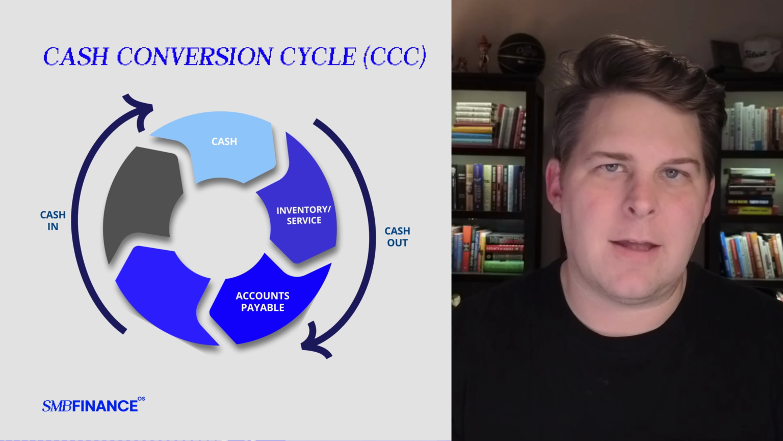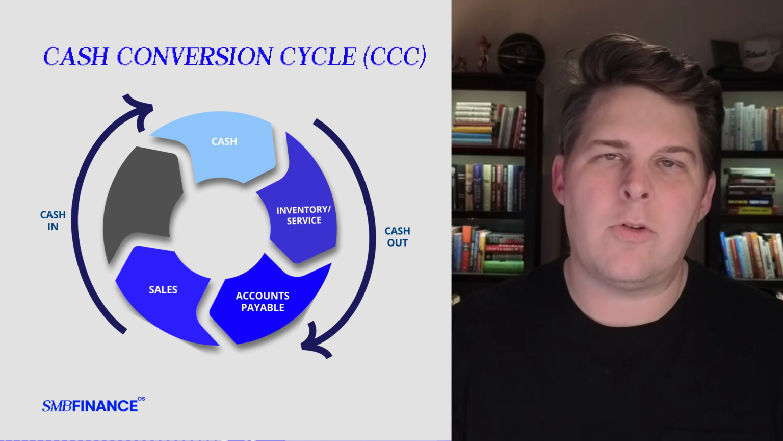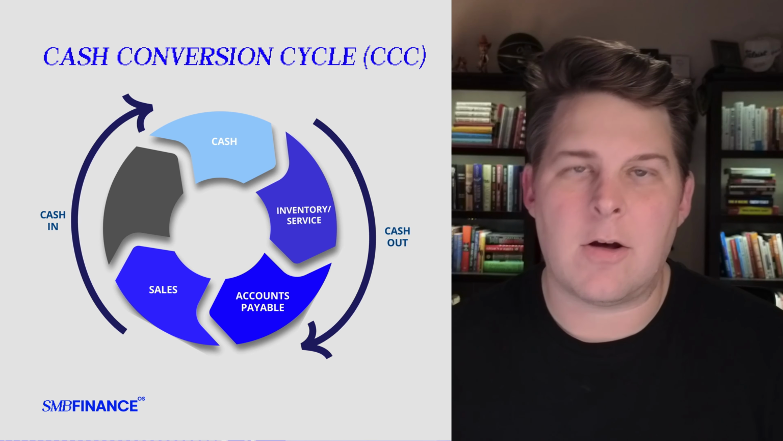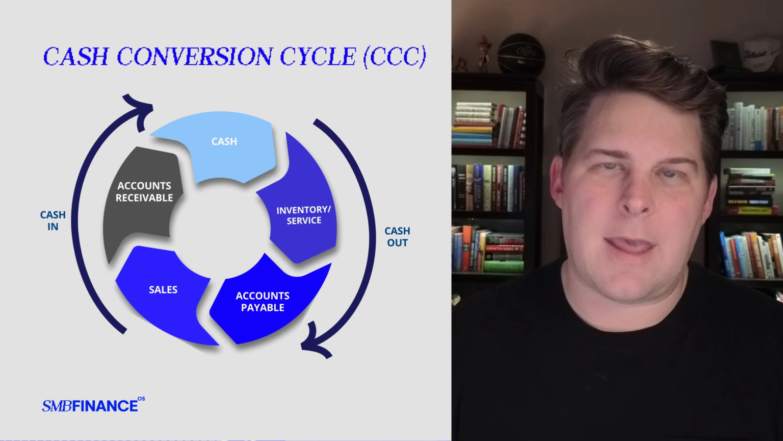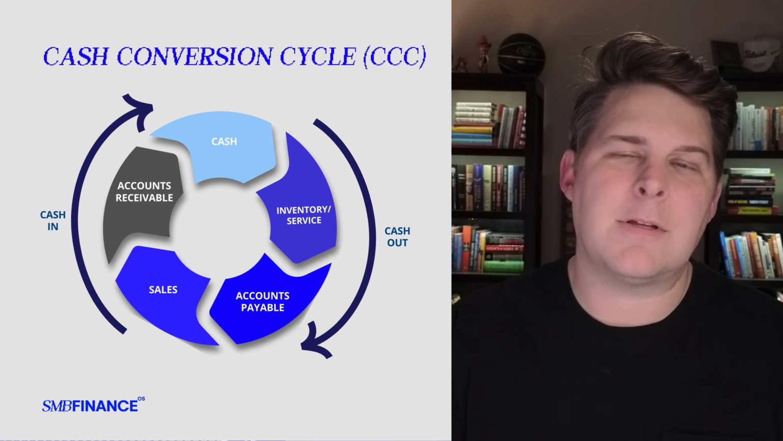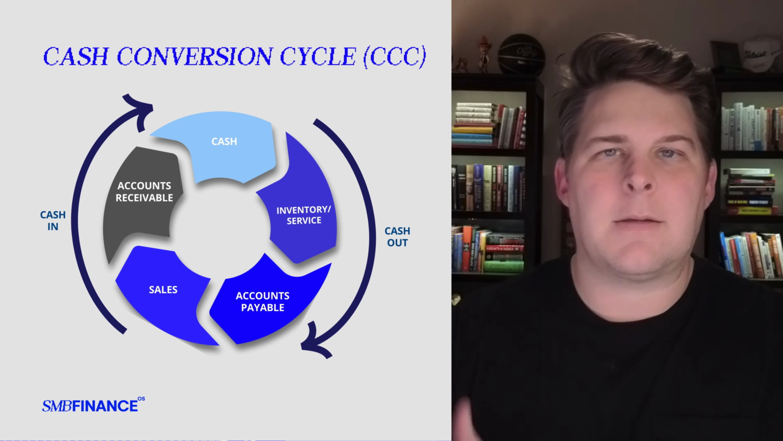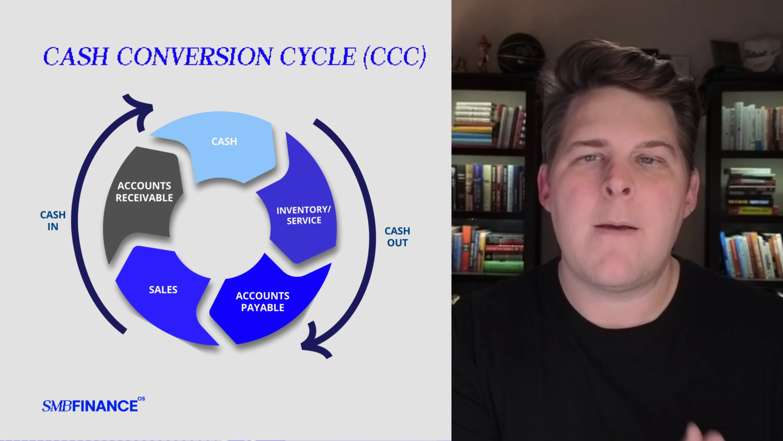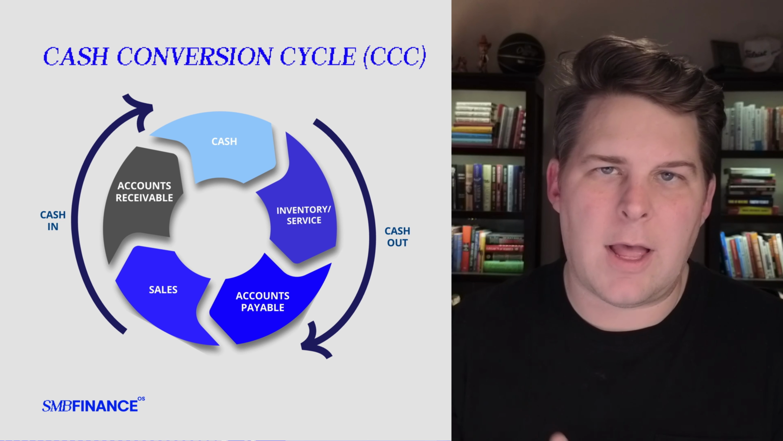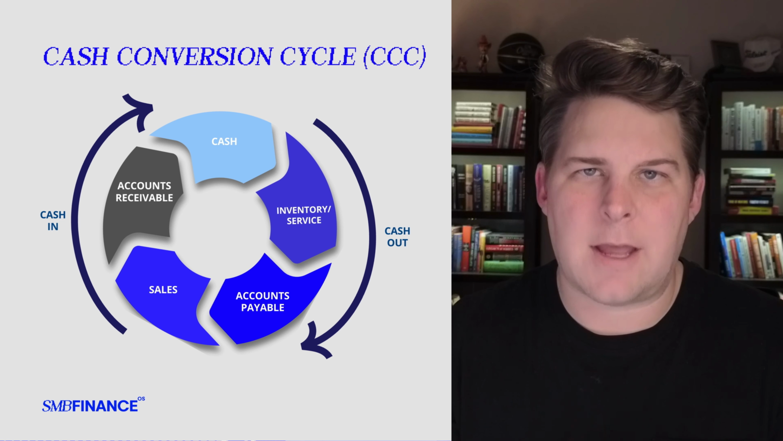Now you have to get paid back. So you eventually make a sale. When you make a sale, that sale generates an accounts receivable, or a promise that you're going to get paid in the future. Again, sometimes you can get paid immediately. Sometimes you will pay immediately on accounts payable. But ultimately, we have all elements of this cycle.